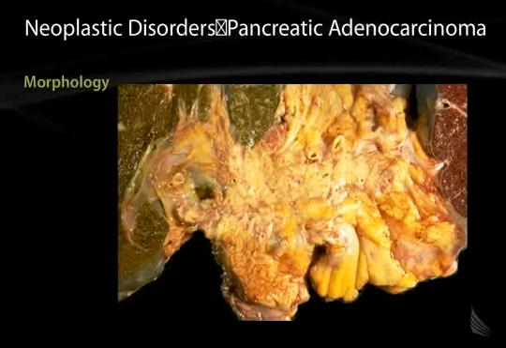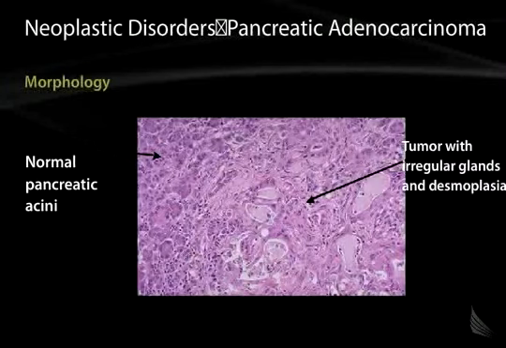Here is a picture of a pancreatic adenocarcinoma. Here is a pathologic slide showing the tumor with irregular glands and desmoplasia. Notice the normal pancreatic acini depicted in the slide above.